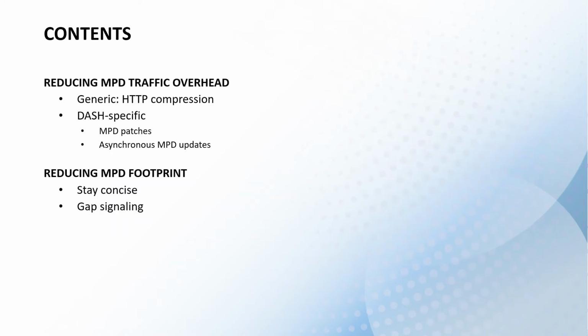First of all, we'll discuss reducing the traffic overhead, and there are 3 methods we're going to talk about: HTTP compression, which is a generic method, and then 2 DASH-specific methods, MPD patches and asynchronous MPD updates. The next thing we'll talk about is how to reduce the footprint in terms of memory and processing.